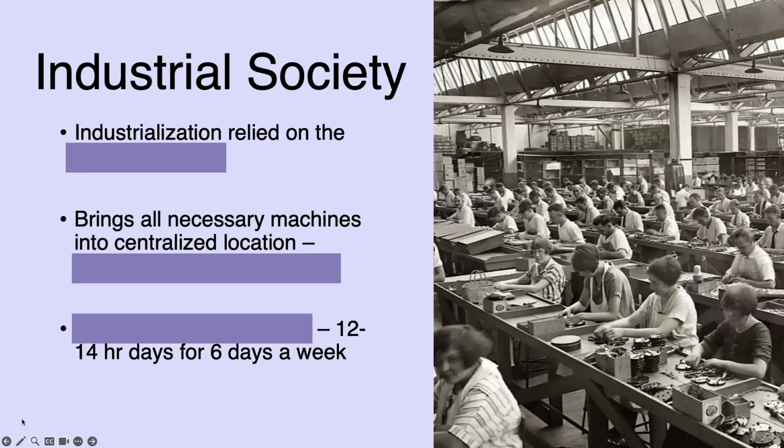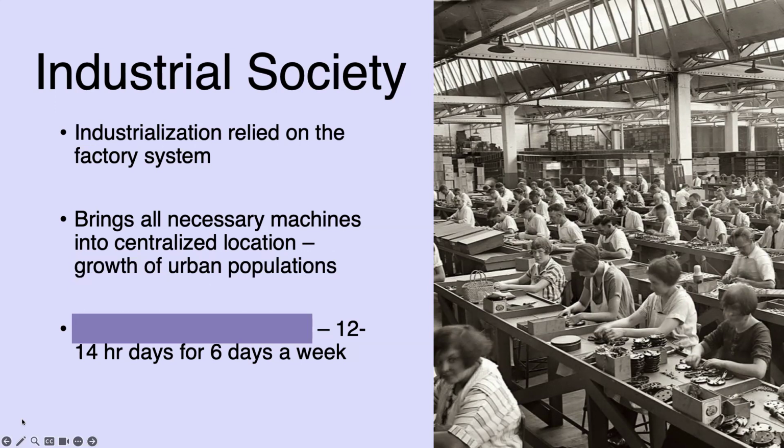So, how did industrialization change society? Well, it relies on the factory system. No longer are people scattered about in rural areas. Really, they are bringing all necessary machines, all necessary employees into a centralized location that results in the growth of urban populations.